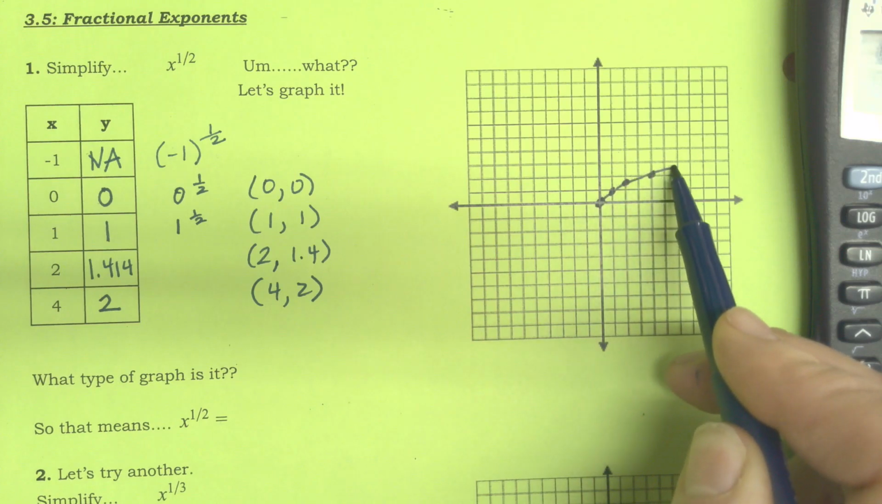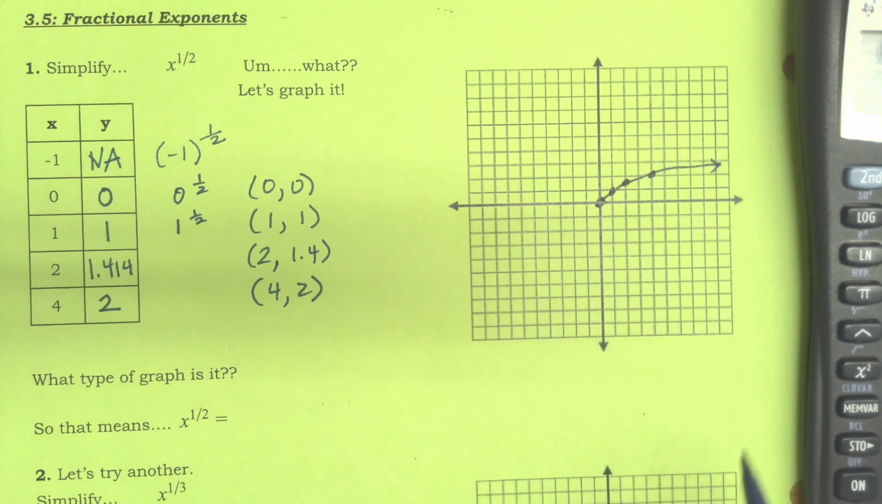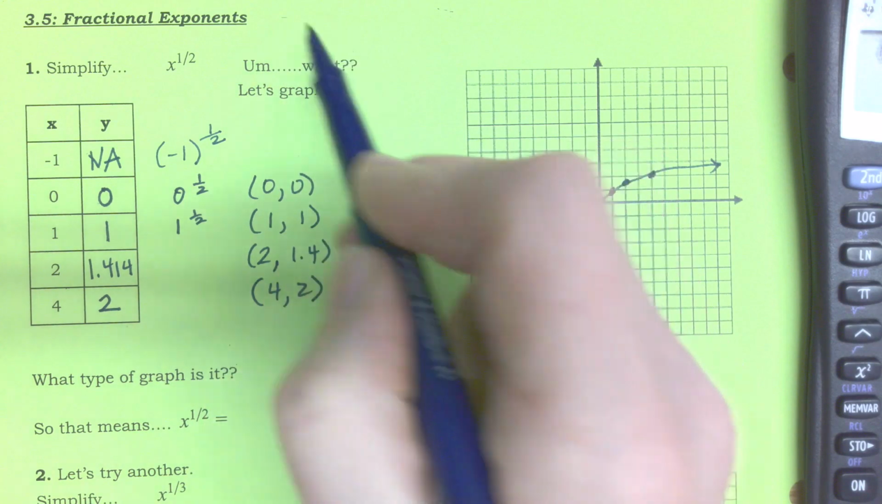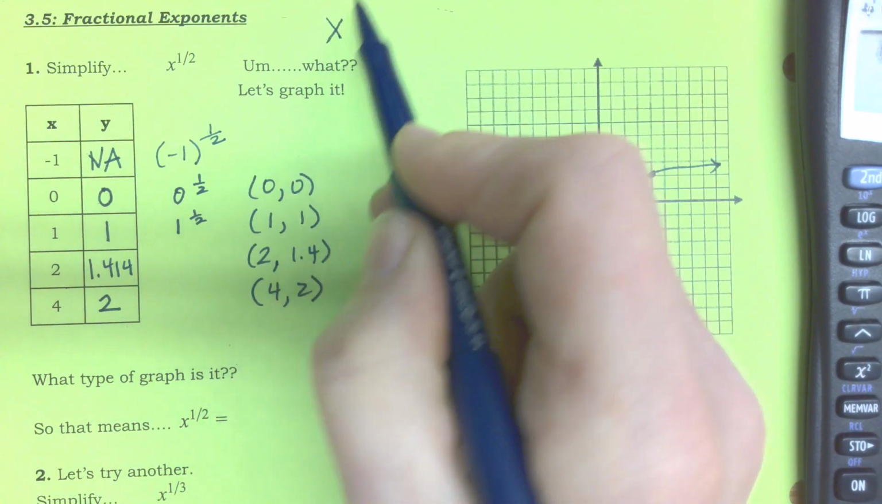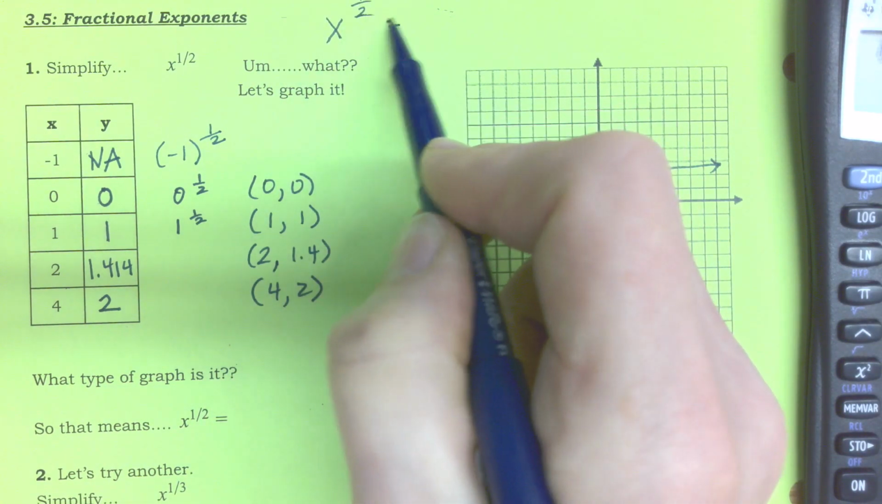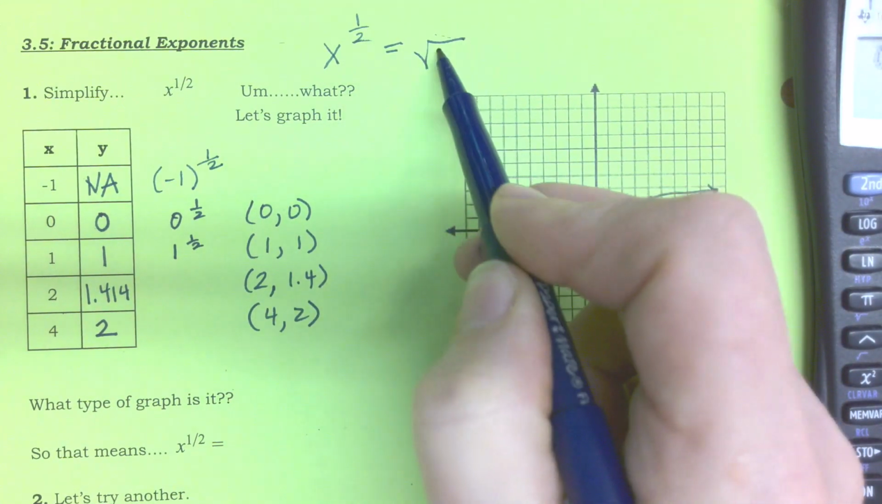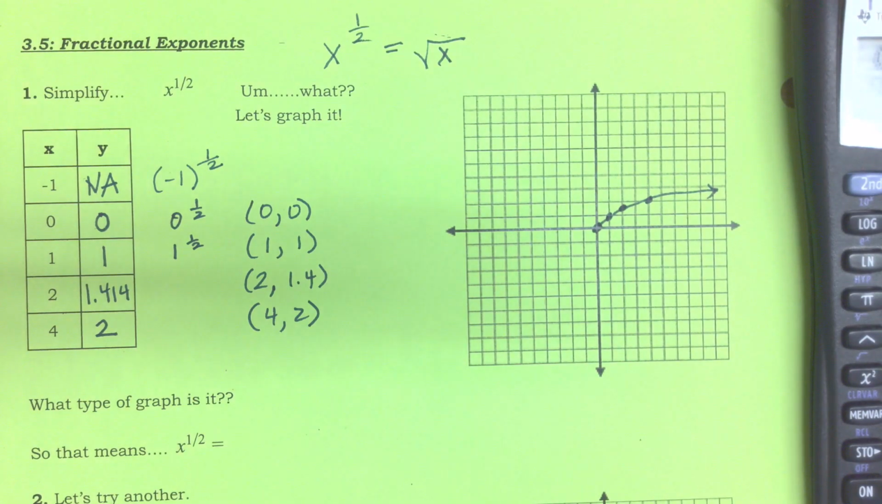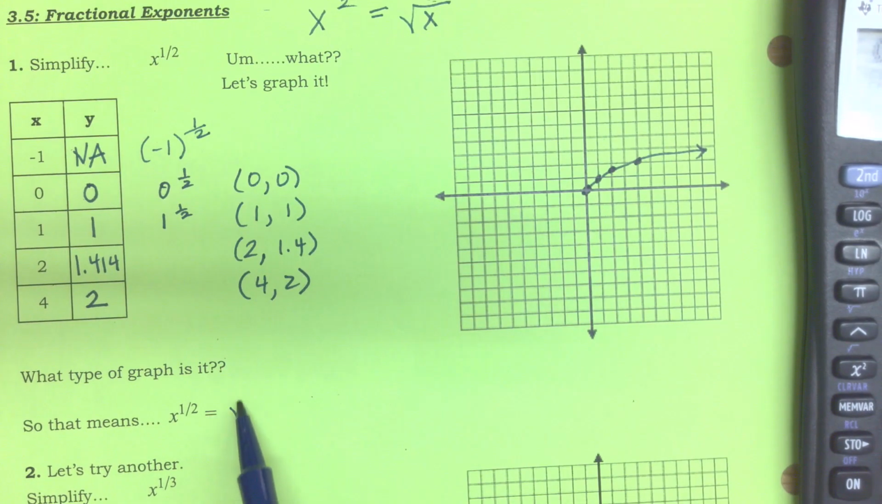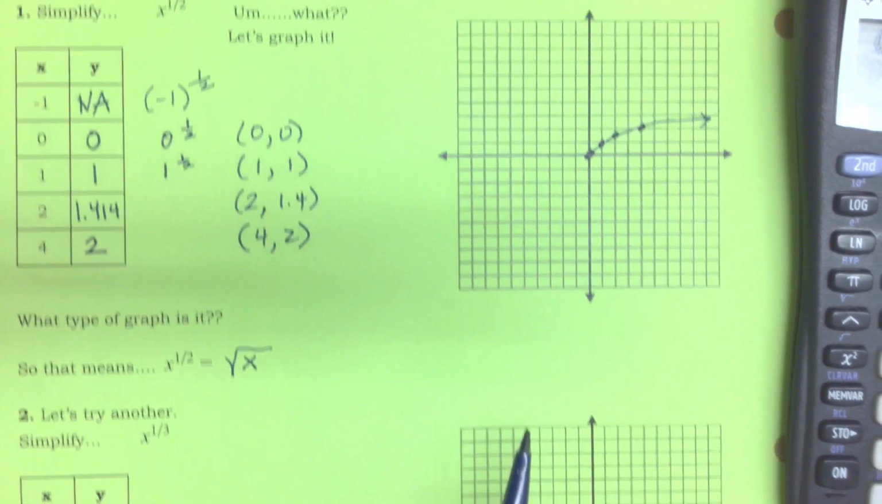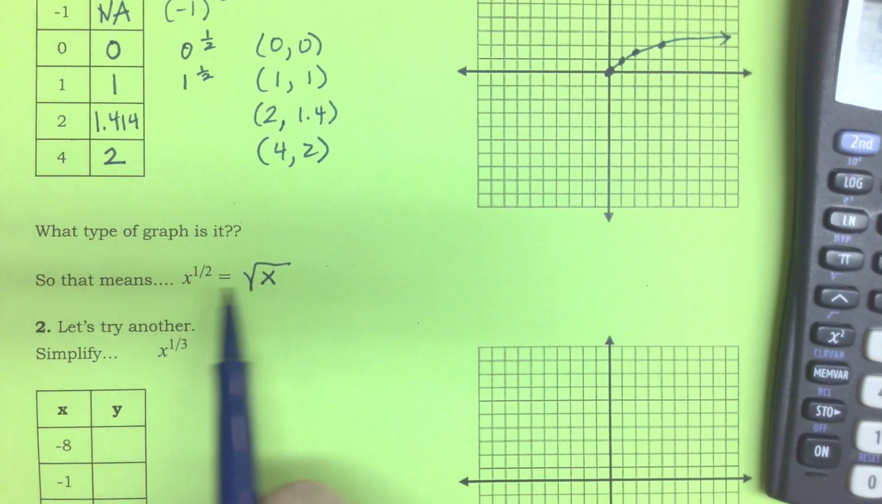Wait, does this look familiar? What's that half rainbow thing? Yeah, it's that half rainbow thing. Which one was that? Do you guys remember which one that was? It's the square root. X to the 1/2 looks like the square root of x. A little bit weird. So that means, again, x to the 1/2 is equivalent to the square root of x.